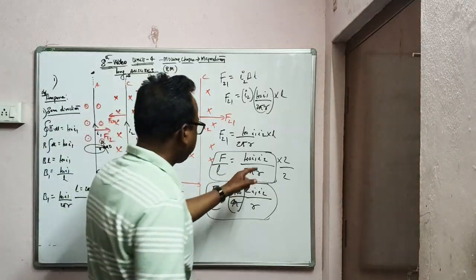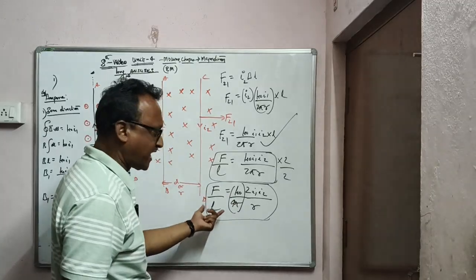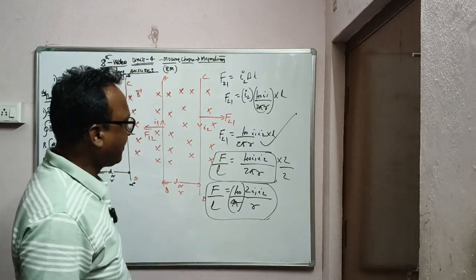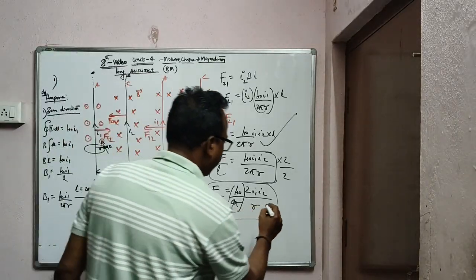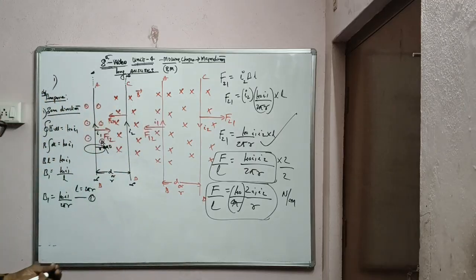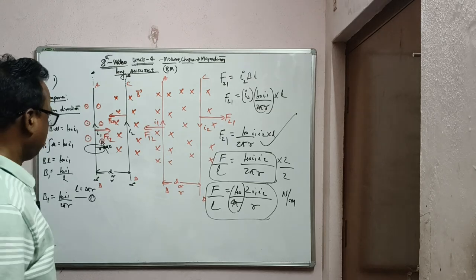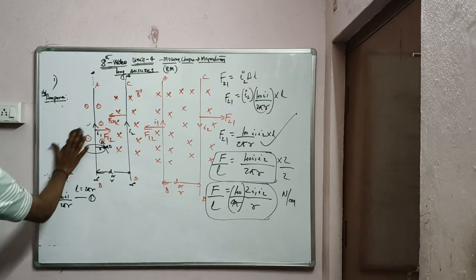So either you can express this formula or multiply and divide by 2, F by L, the force acting per unit length, as mu naught by 4 pi into 2 I1 I2 by D or R. Units: Newton per meter. Note చేసుకోండి. We'll go to the second question. Last లో ampere definition అడిగాడండి, అది కూడా చెప్పేద్దాం. Okay, I'll define. చెప్పవచ్చింది రైట్. Now I'll define ampere అండి.